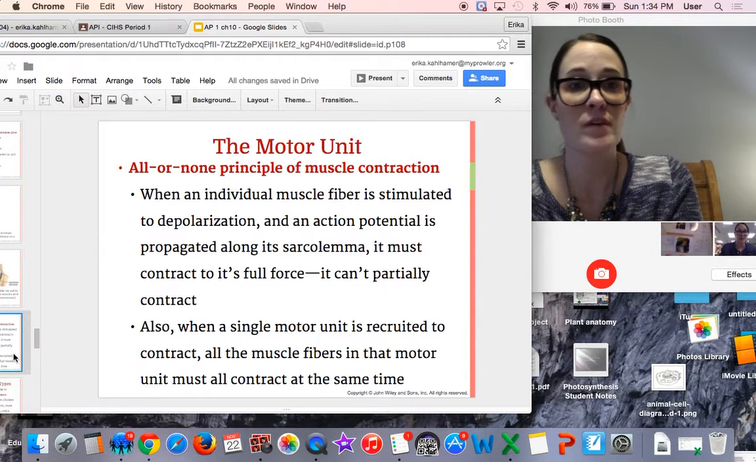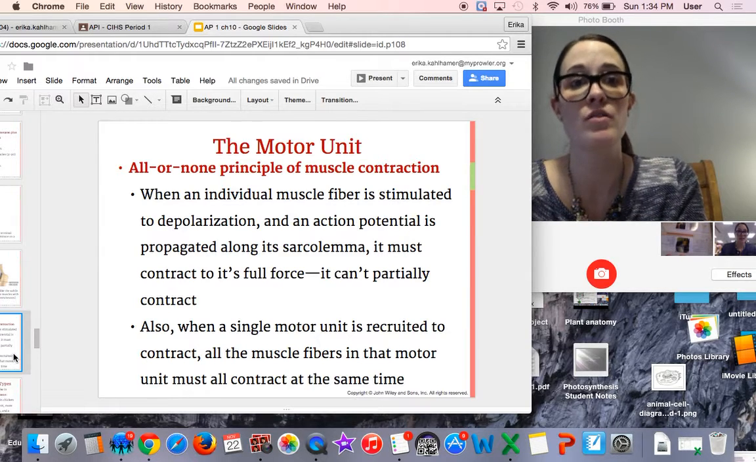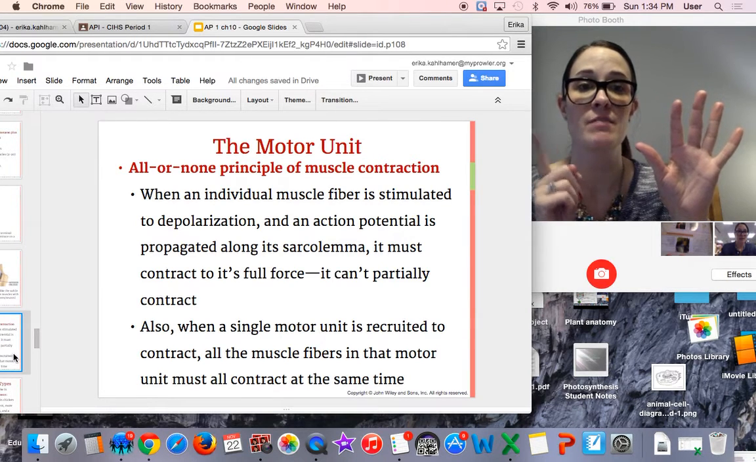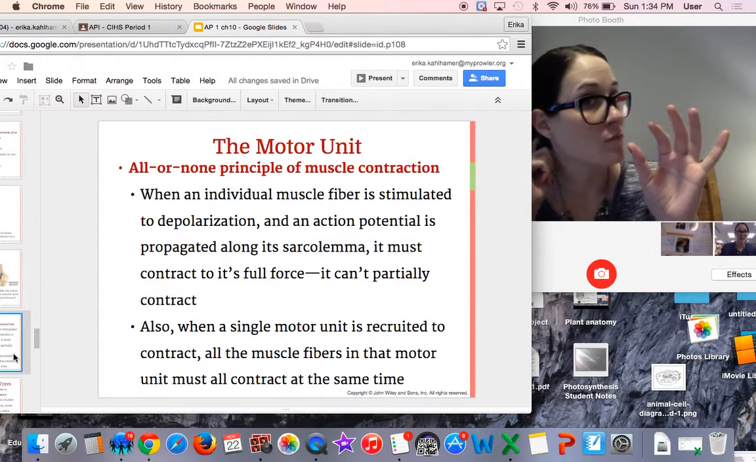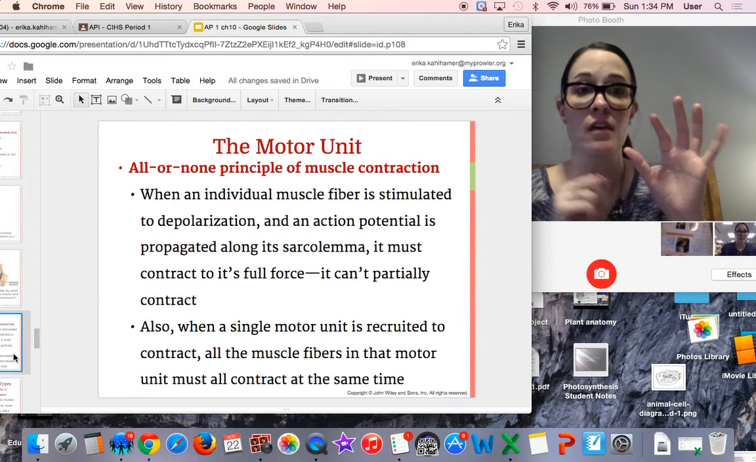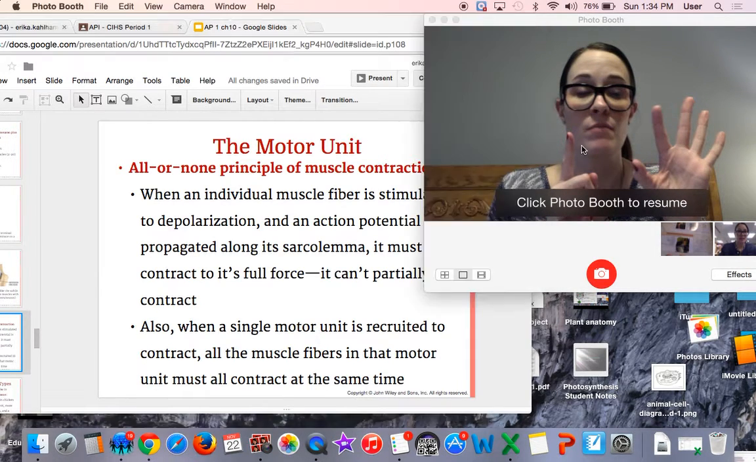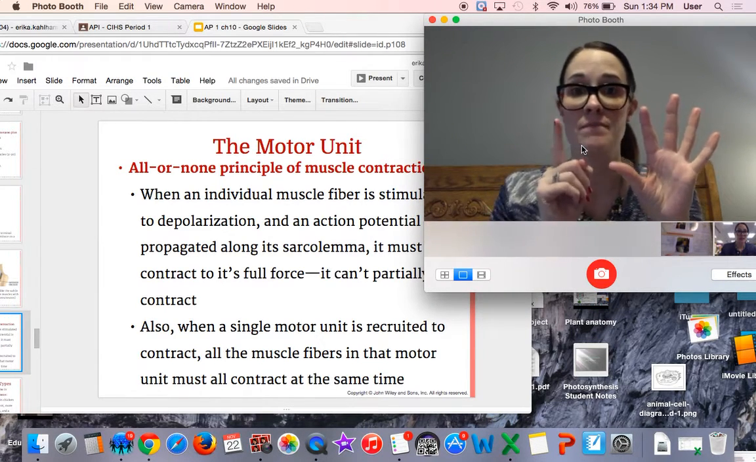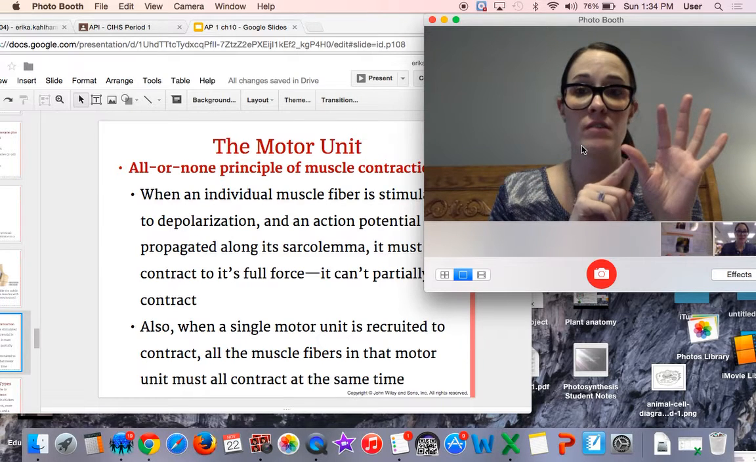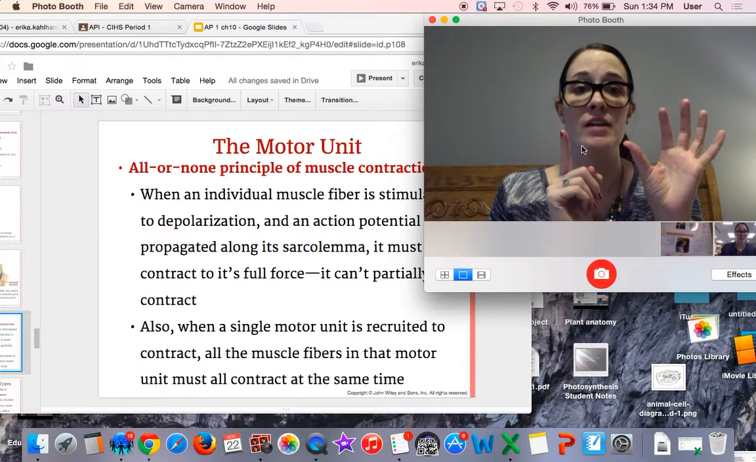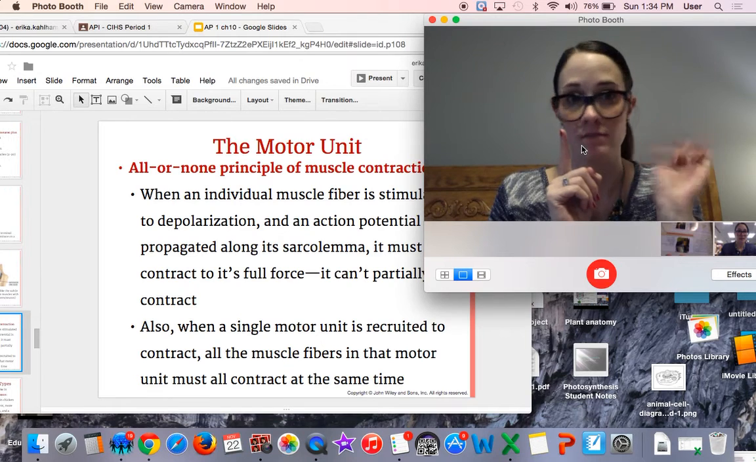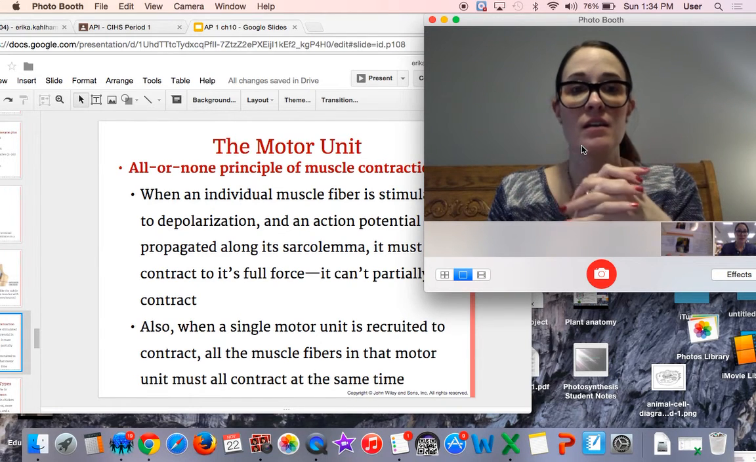A principle that's associated with motor units is called all or none. So when that group of muscle fibers is activated or stimulated by this motor neuron, the action potential is sent over here. It spreads across the surface of the muscle cells, like we talked about, and it depolarizes along the surface of the cell membrane. Now the action potential is over here. It must contract to its full force. Once it's activated, all. It can't partially contract.